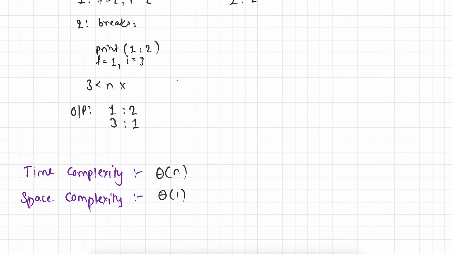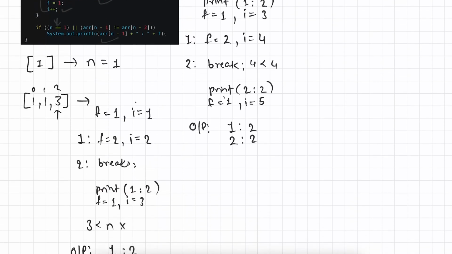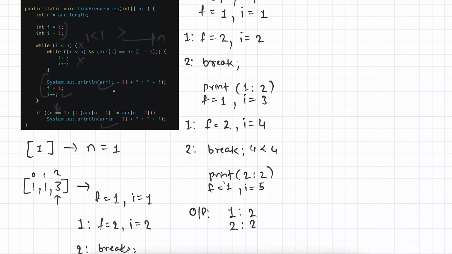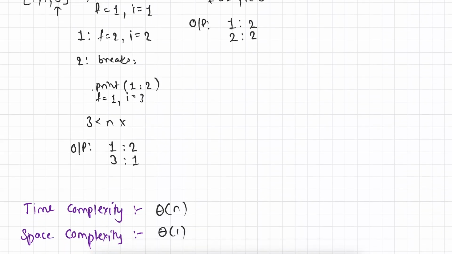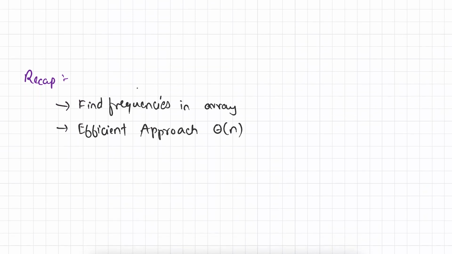Alright, now talking about the time complexity, we are never running this loop beyond n. Both the loops are checking if i is less than n. It means we are running till n. Okay, so the time complexity comes out to be theta of n, and the space complexity comes out to be theta 1, because we are not using any extra space other than a few variables. So far so clear.